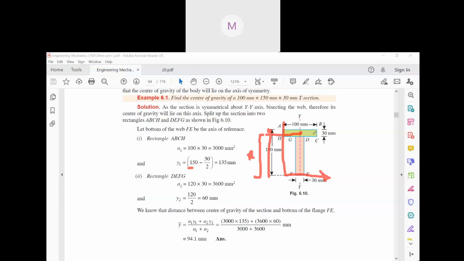Now for this part, we have to find out this. That means if you remove this small part, that means 30 by 2, then only we'll get this distance. No? We'll get from half of here till the bottom. Is it clear? Are you getting how to find out the distance here? Are you getting or not?